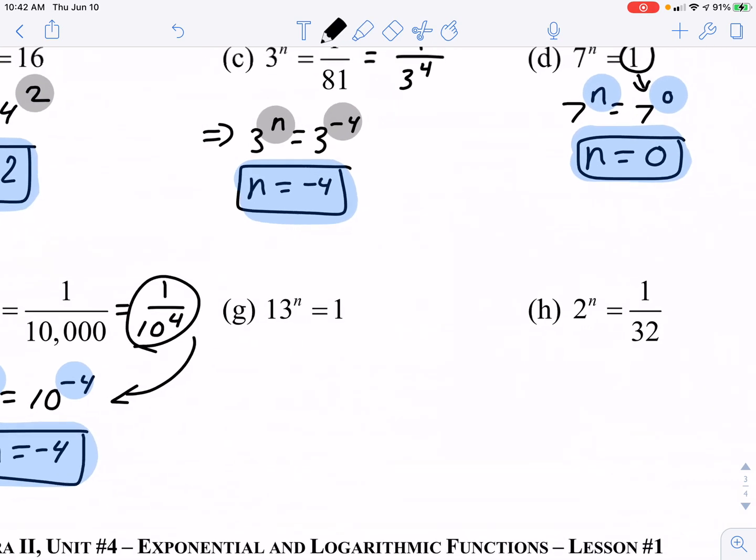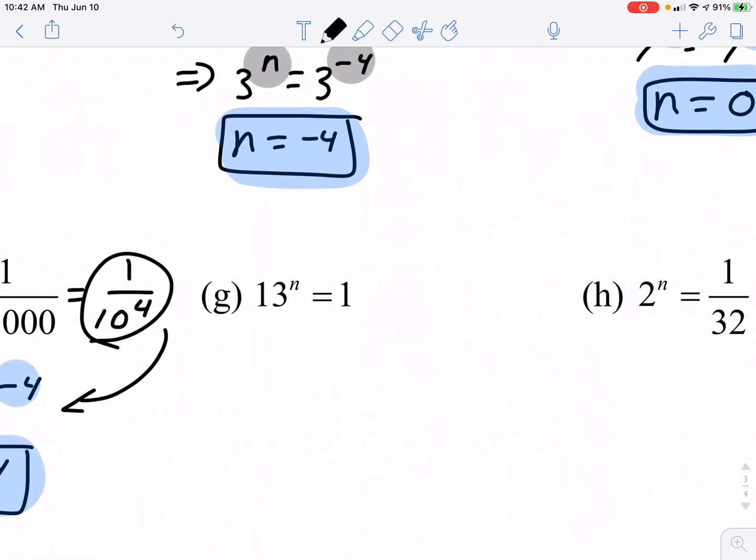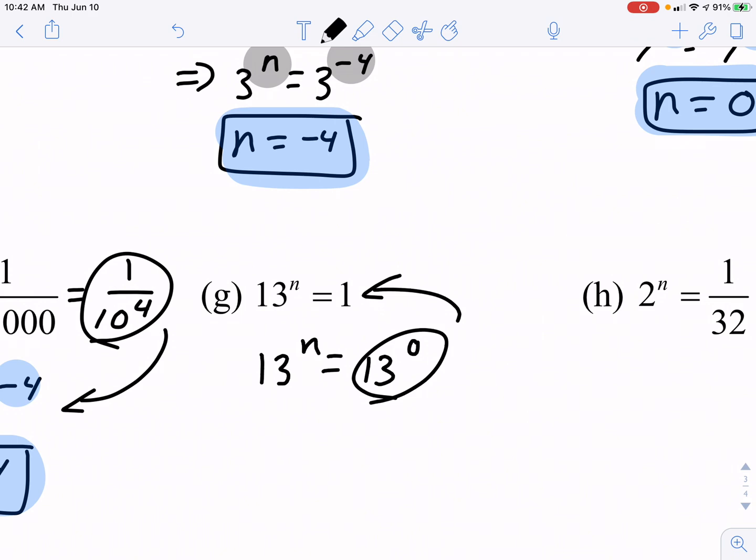Letter G is pretty much the same as letter D. 13 to the n power is going to be 13 to the 0 power. We're writing this as 13 to the 0 power so that it can equal 1. And if 13 to the n equals 13 to the 0, then n must equal 0.